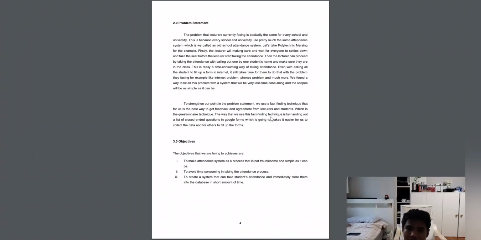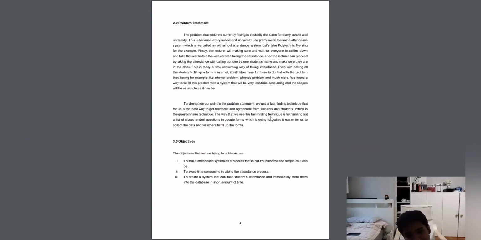Even with asking all the students to fill up a form on the internet, it still takes time for them to do that, with the problems they're facing, for example, internet problems, phone problems, and much more. We found a way to fix all these problems with a system that will be less time consuming and the scope will be as simple as can be.